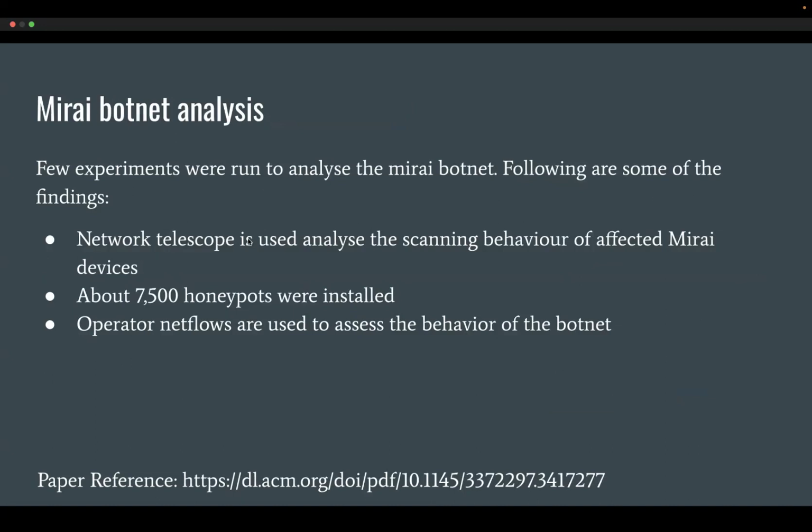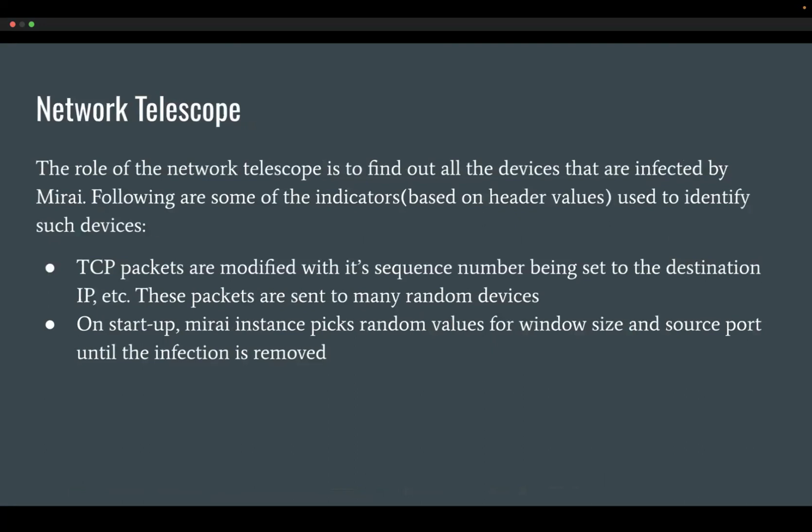First is the network telescope. Second is the honeypots. There were about 7,500 honeypots. And then you have the operator net flows, which were used to study the behavior. That is, how does Mirai establish connections? How does it propagate? How do reinfections occur? All those things are studied under operator net flows. So let's take a look at them one by one.